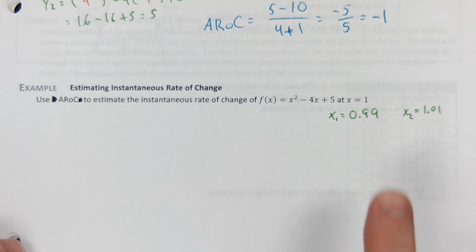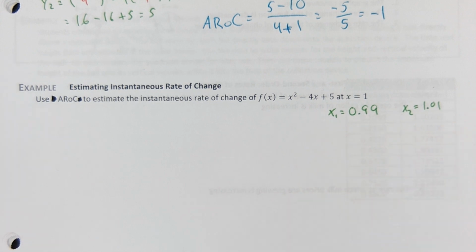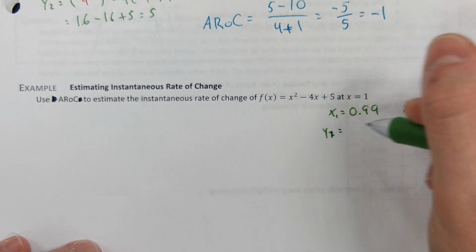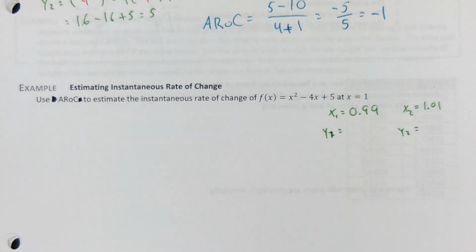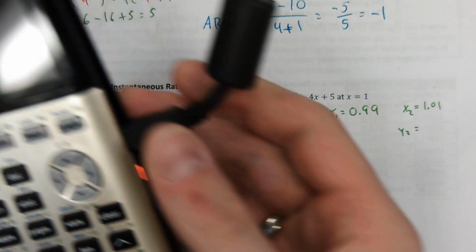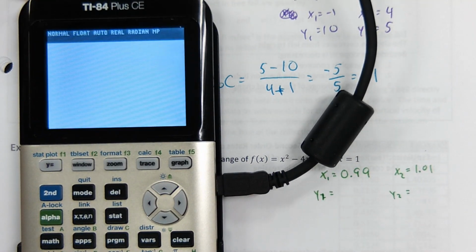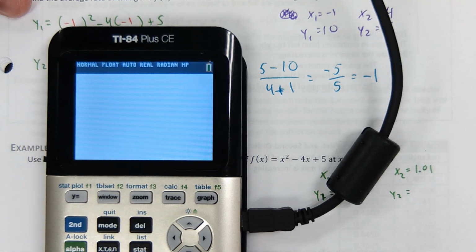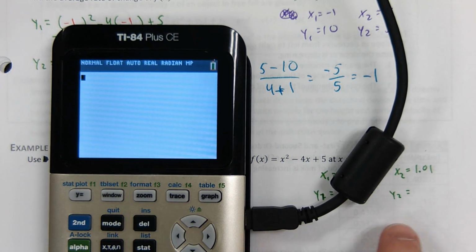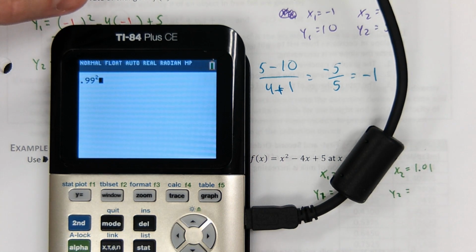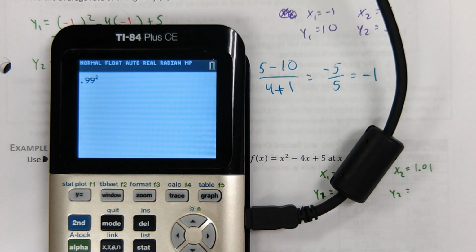But I need y values to go along with these x's, so I have to plug them in. Oops. So we do have to plug them in. I've been charging my calculator for a little while. That's my power cord. I'm charging. There. Okay. Am I recording? Yes. Okay. Microphone's on? Okay, good.